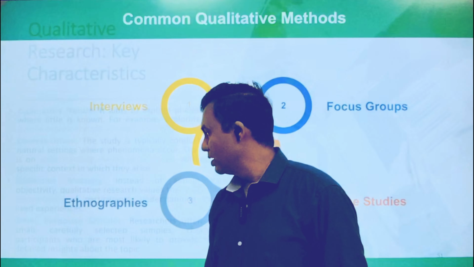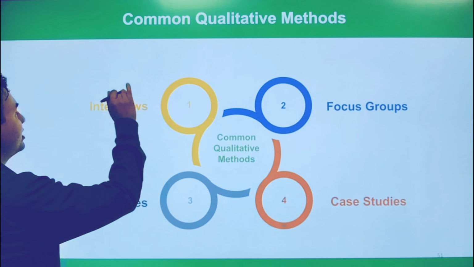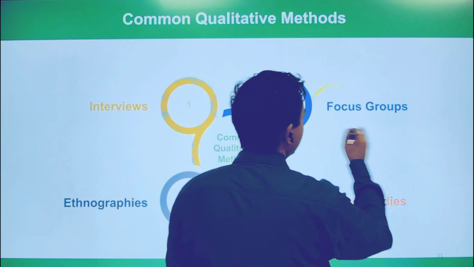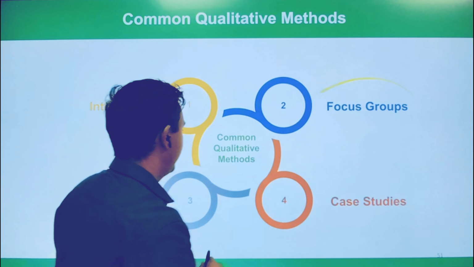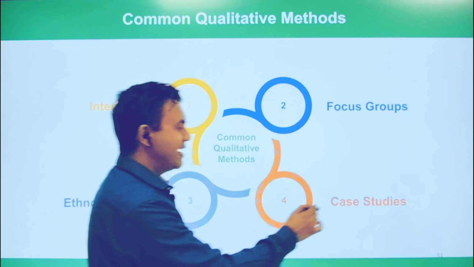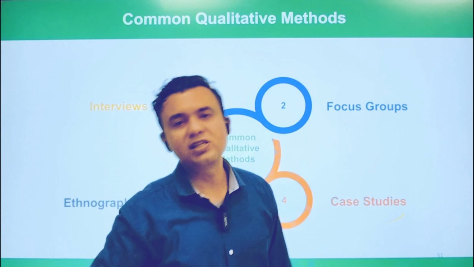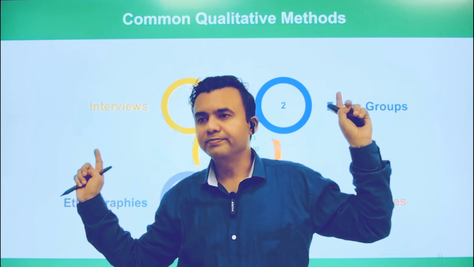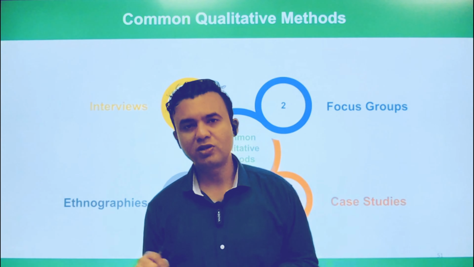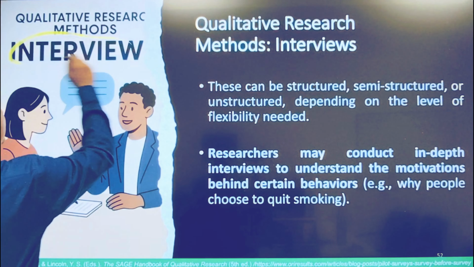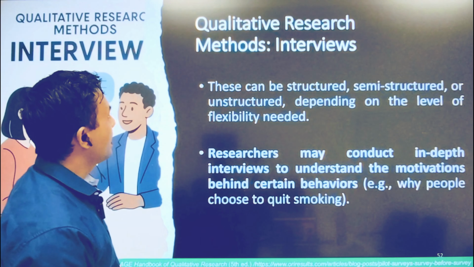That is a disadvantage. How do we do the qualitative study? There are four methods. We conduct interviews. The second one is we frame focus groups. The third one is ethnographies and case studies. So these are the four methods which we apply for qualitative studies. Let's begin with the first one, interviews, which is a very traditional and famous one.